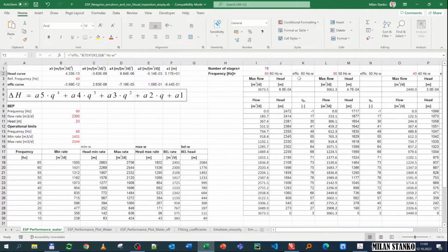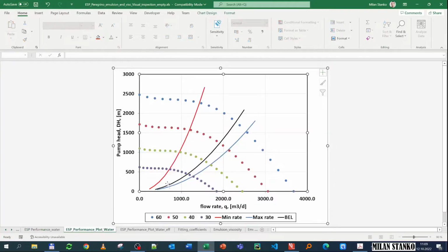And you see here what happens when you change the frequency. When you change the frequency from 30 to 40, 50, and 60, it is scaled up using the similarity law principle. And then you have the maximum flow line, which is for up thrust, and the minimum flow line, which is for down thrust.